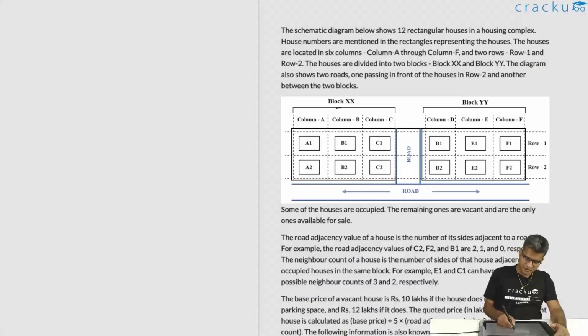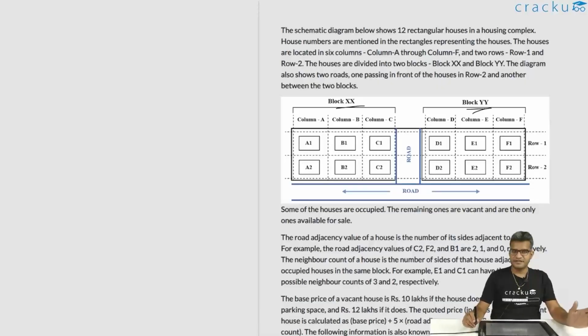In this question, we are told that there is block X and block Y. There are 6 houses in block X across 3 columns, 2 houses in each column. There are 6 houses in block Y. Again, there are 3 columns and 2 houses in each column. Now, what we are told is that some of these houses are occupied, some of these houses are empty. The empty houses are actually on the market to be sold.